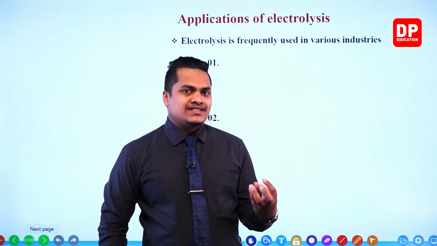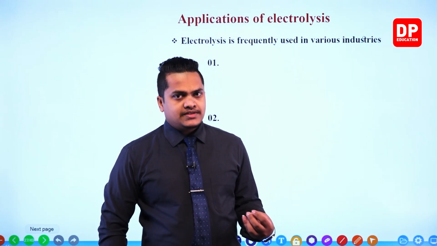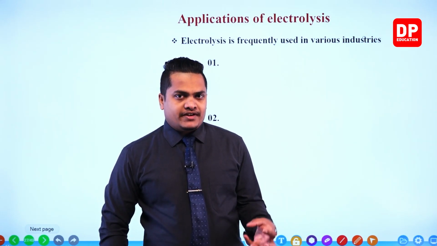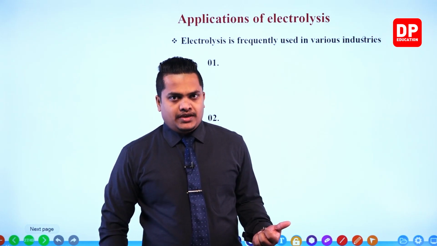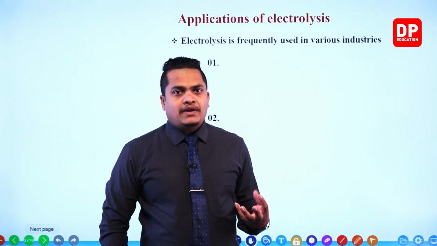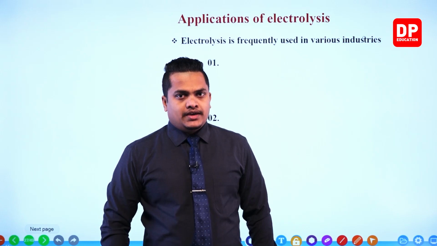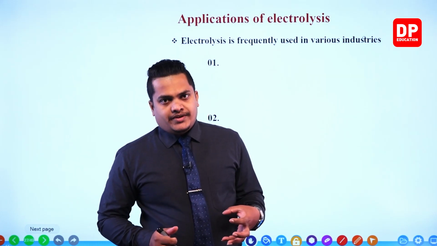Here we are going to plate a certain metal on another metallic object by using the process of electrolysis. As a different metal is getting plated on another different object, the process is referred to as electroplating. So the process of electroplating occurs because of electrolysis. Right, so electroplating is one industry.